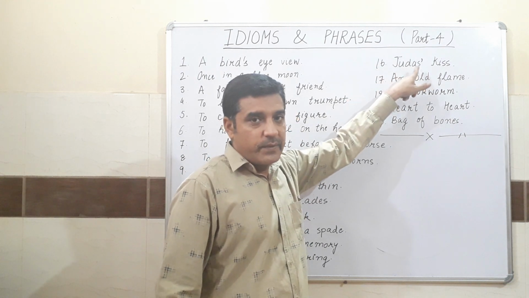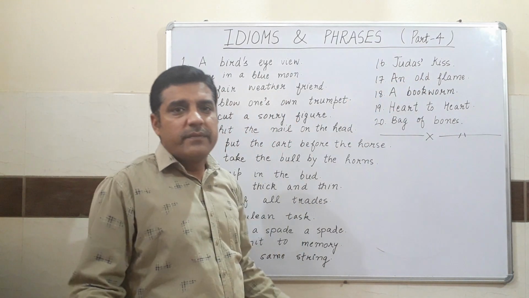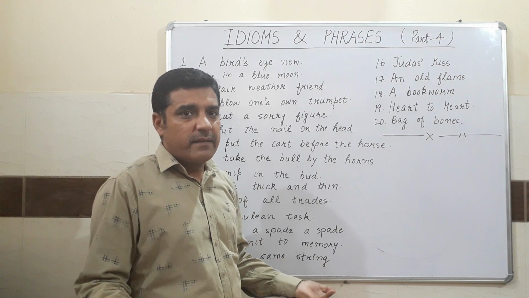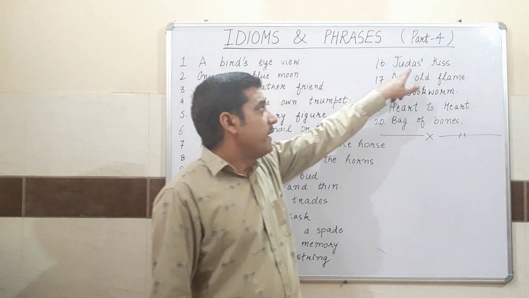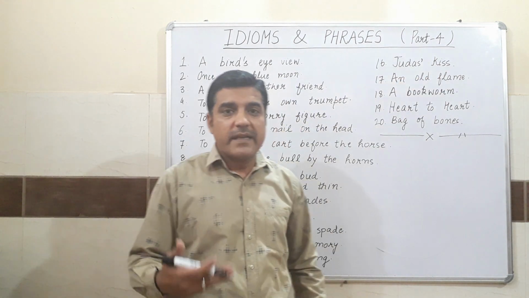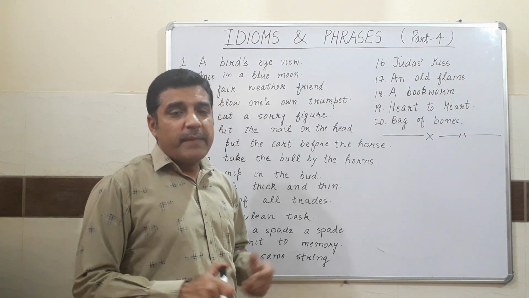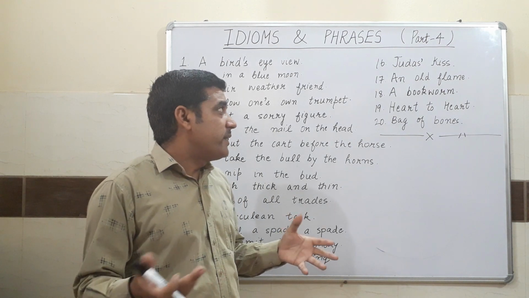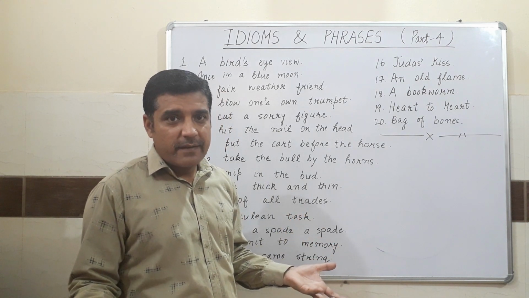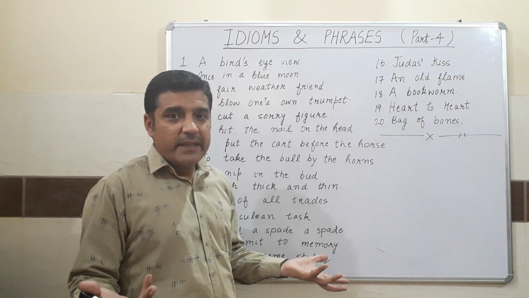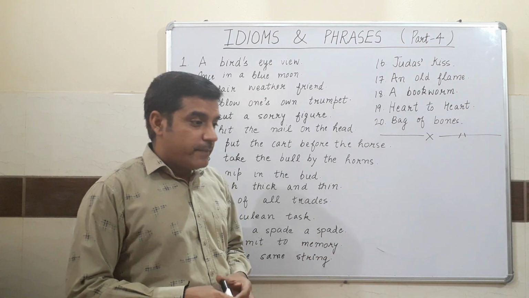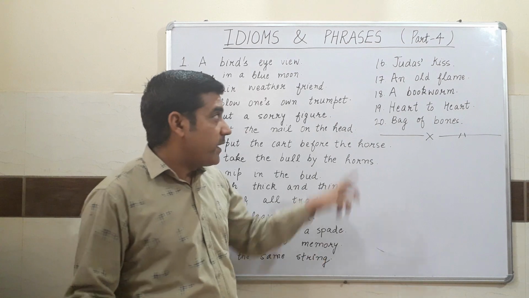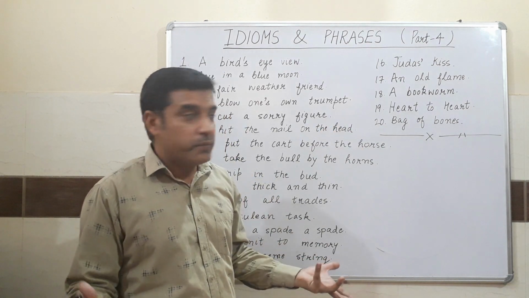Then we have 16th as Judas Kiss. Judas Kiss is false love or false affection. Let's say my wife's love is a Judas Kiss. Right? My wife's love is a Judas Kiss. That is, her showing affection is all false. Judas Kiss is a false love, which is not true.